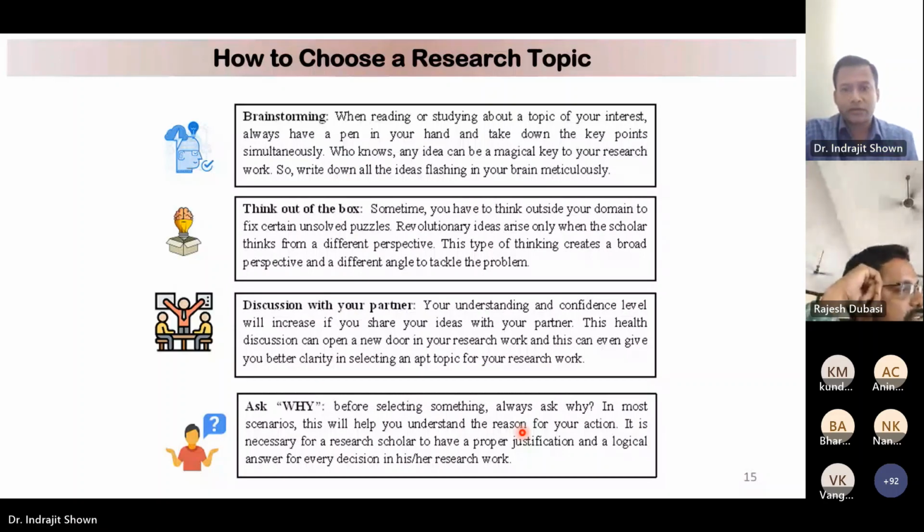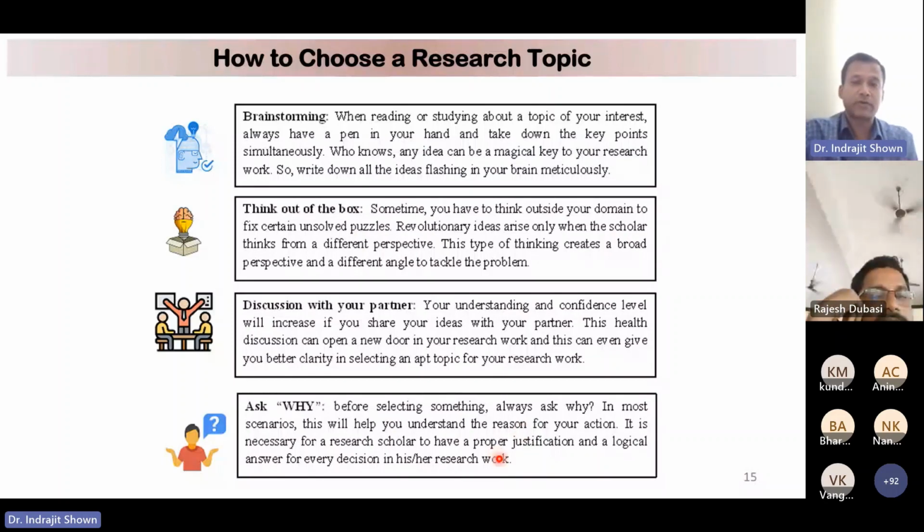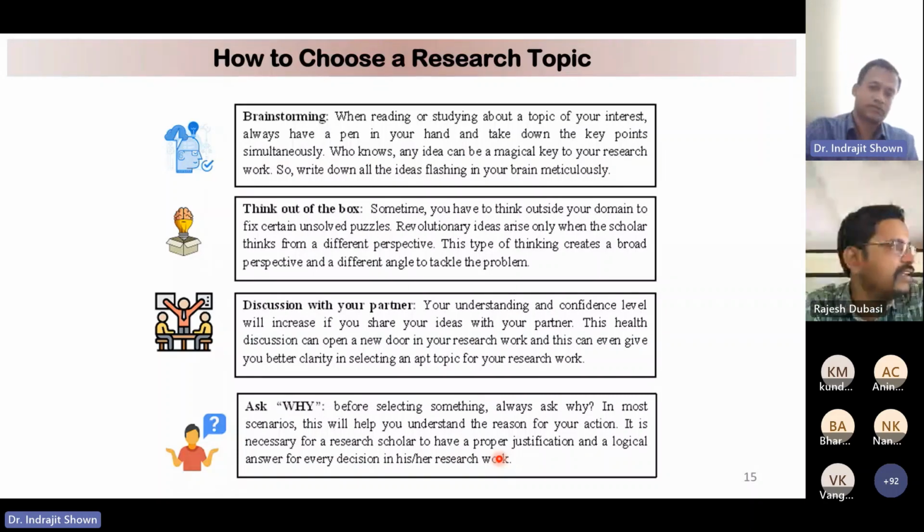That's why questions are always important to justify your research, and it should be logical. It should be covered by some logical answer also, and the logical answer will come from some discussion with your research colleagues or in your workplace also.